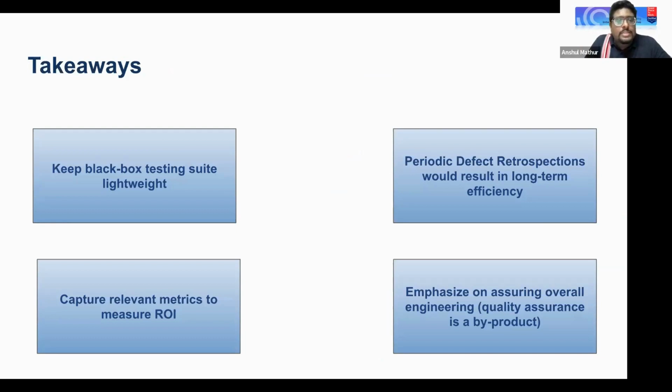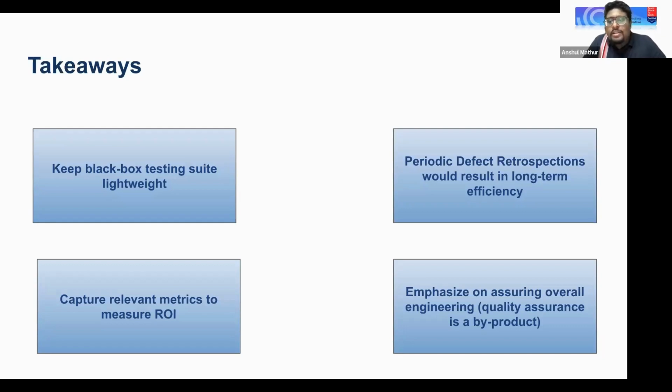Keep your black box testing suite as light as possible. As Preeti has explained really well, the reasons behind it. This is something which every engineering team needs to understand: having a bulky end-to-end regression is only adding to the misery, because it has its own management challenges, maintenance challenges, the cost of making changes in that code, and finding defects so late in the cycle. So make sure that your black box test suites are lightweight, and more investment, particularly with regards to microservices, is done at the white box test layer.